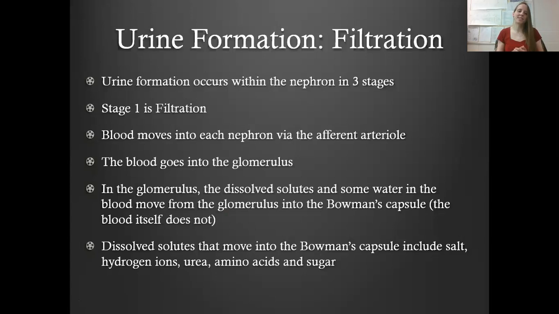Okay, so how is urine formed? So first, blood is going to move into the nephron through those afferent arterioles and then into the glomerulus. In the glomerulus, some of the water and some of the stuff dissolved in the water is going to move from the glomerulus into the Bowman's capsule. Again, not the blood itself, just some of the fluid and the stuff dissolved in the fluid. So that includes things like salt, hydrogen ions, amino acids, sugar, urea, all of that kind of stuff.